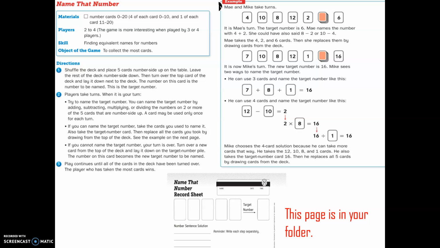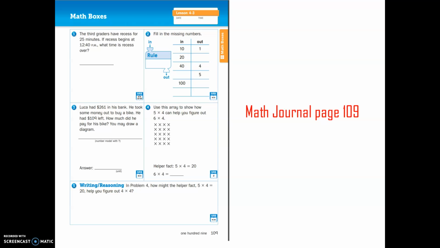Okay? And then when you're finished playing that game, there's just one math box page to do today. The last couple days you had quite a few pages. Today it's just one.